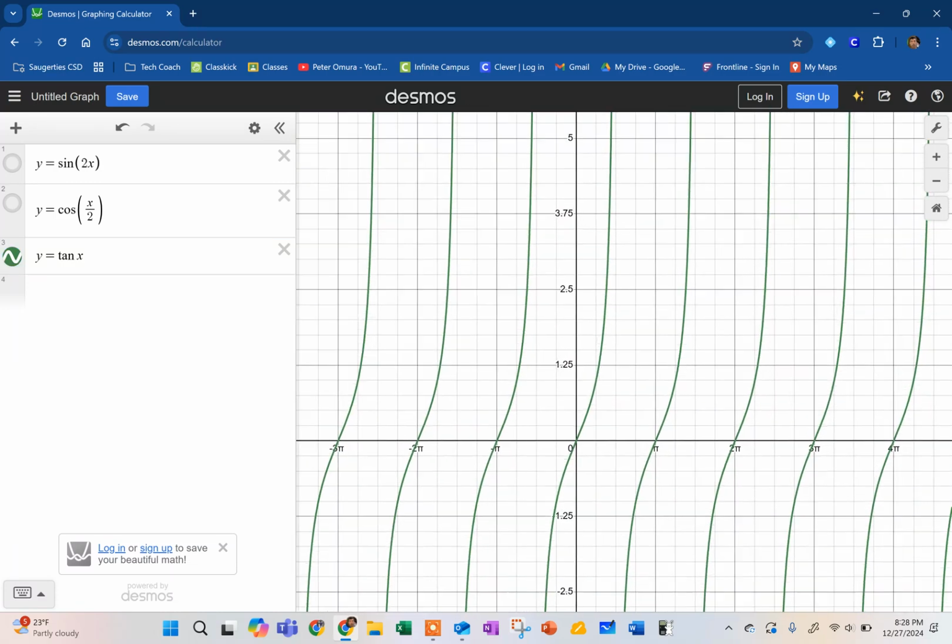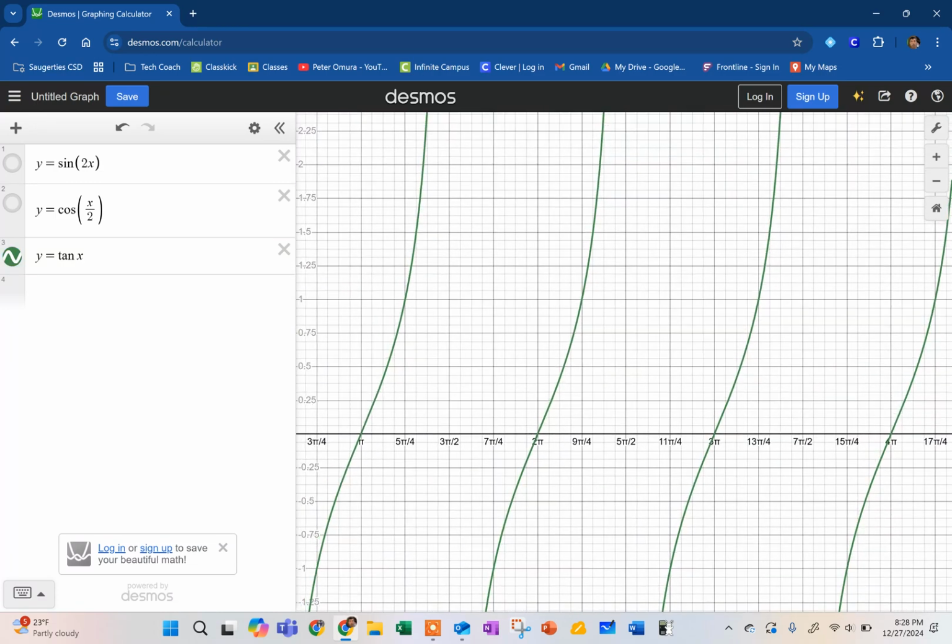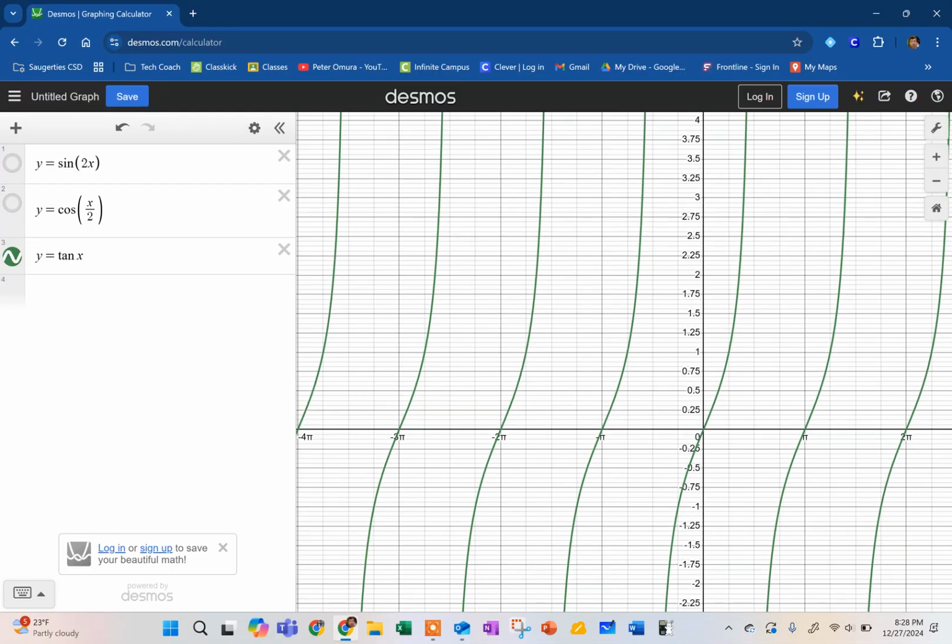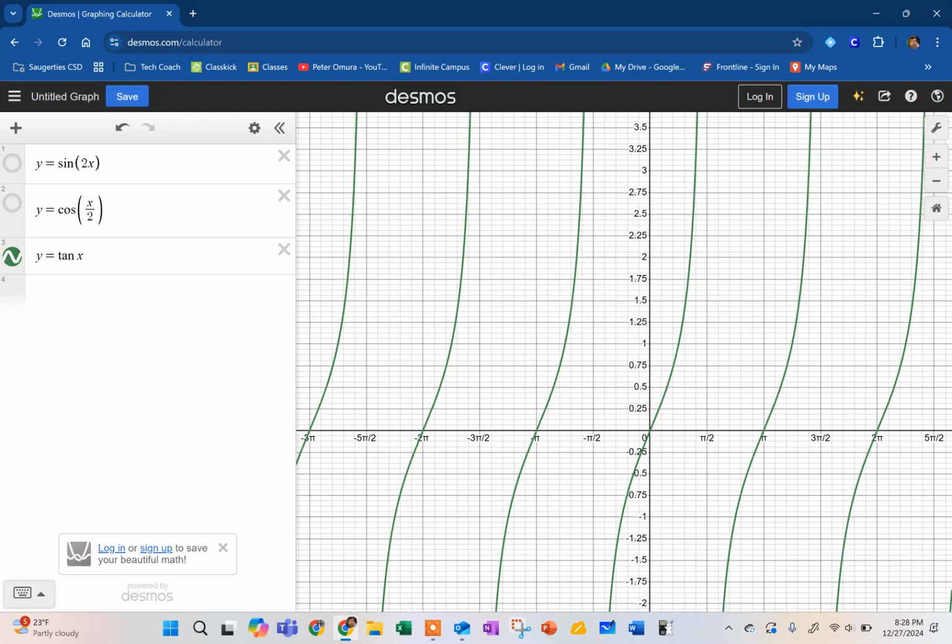I was going to say, oh, I'm really confused. There it is, 7 pi over 2. So k pi over 2, where k is an odd number.